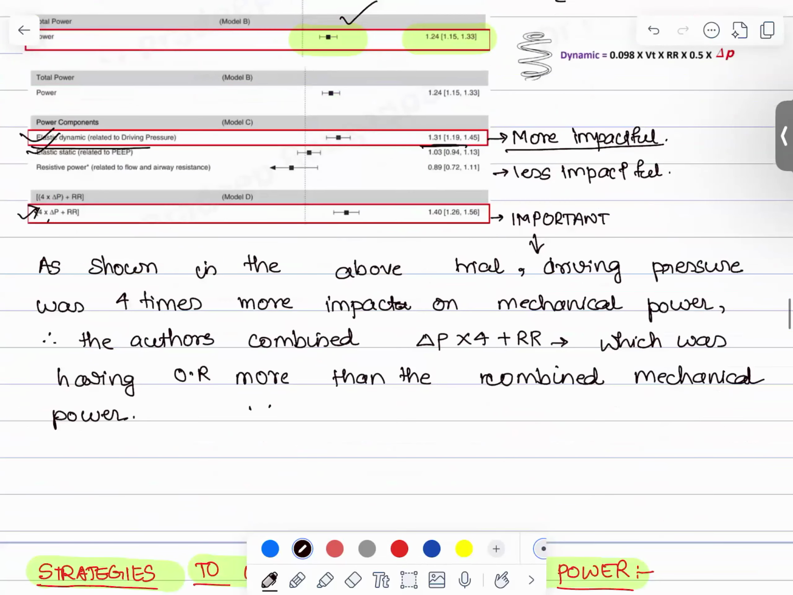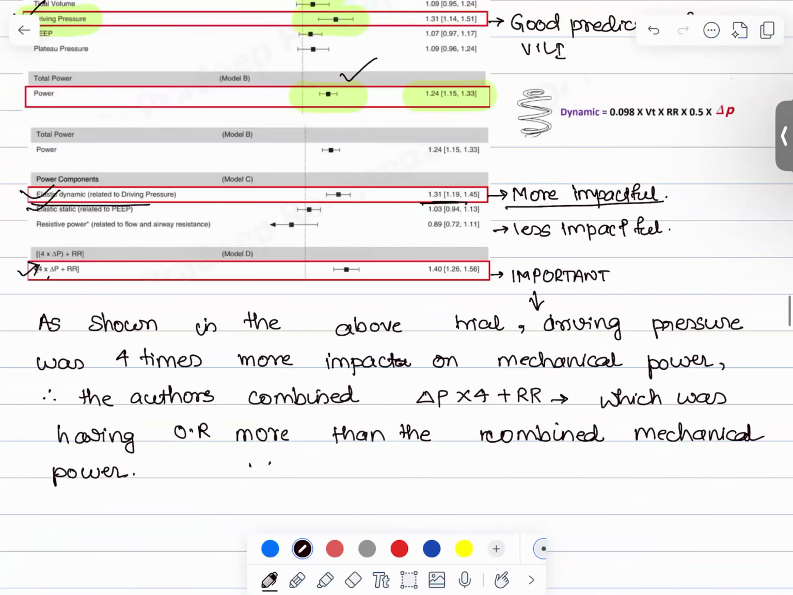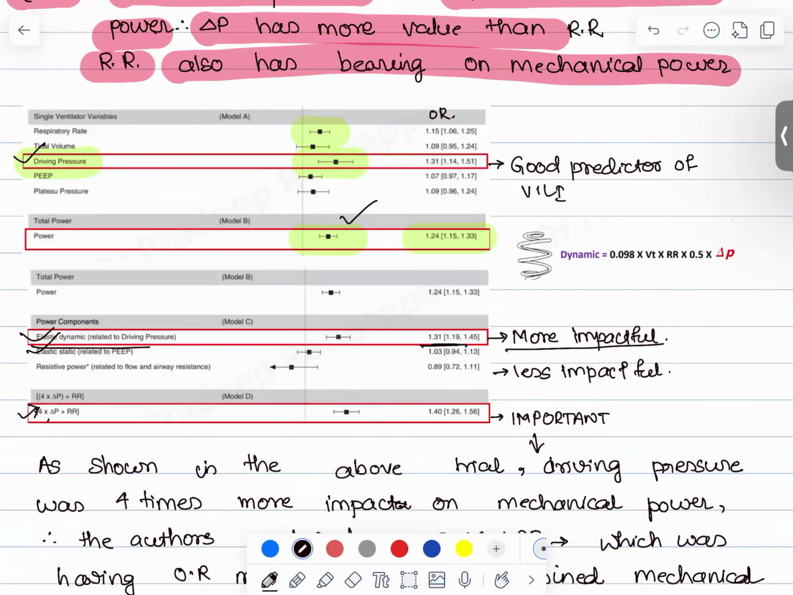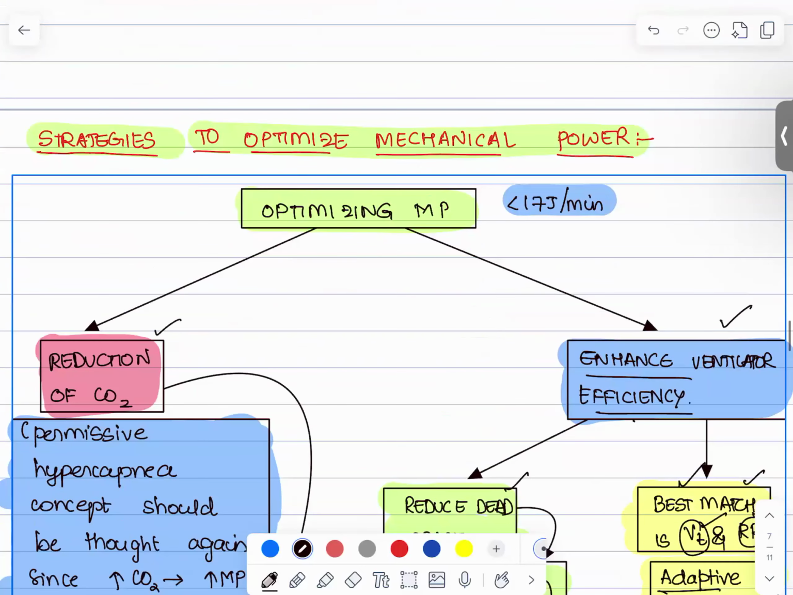So how does the driving pressure help in reduction of the mechanical power? This is because by reducing the driving pressure by 1, it can reduce the mechanical power by 4 times. This is what it is. Okay, so what are the strategies to optimize the mechanical power?